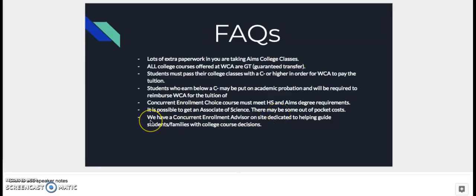Then the last thing to note is that we do have a concurrent enrollment advisor on site to help guide you through your 4 years of high school in terms of what are the right college courses to be taking.